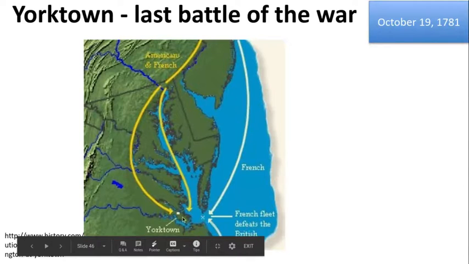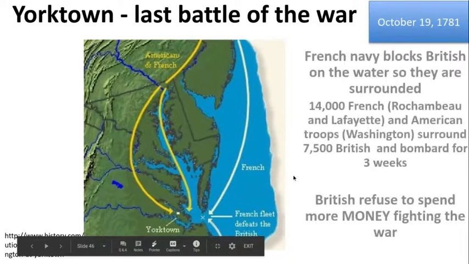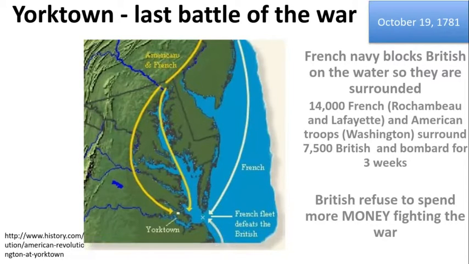Now the French fleet can shoot cannons from their ships into Yorktown, and Yorktown is surrounded by soldiers on the ground as well. Cornwallis has no other options. He's surrounded by 14,000 French and American troops. He's only got 7,500. And Britain is really just tired of spending money on this war.